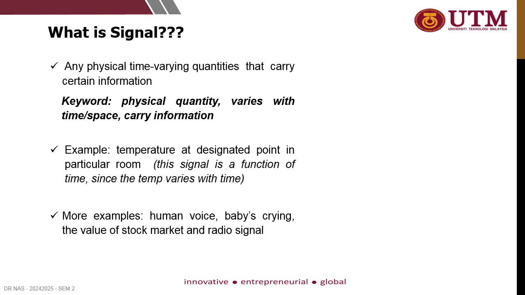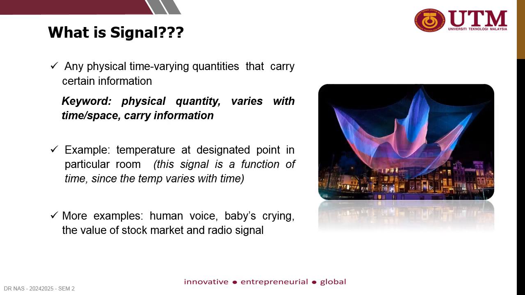What is signal? What comes into your mind when you hear signal? Okay, so signal is basically a physical time varying quantity that carries information. So the keywords here are physical quantity, carry information, and it varies with time or space or distance. Okay, for example, we have temperature, human voice signals, radio signals, stock market, and etc.